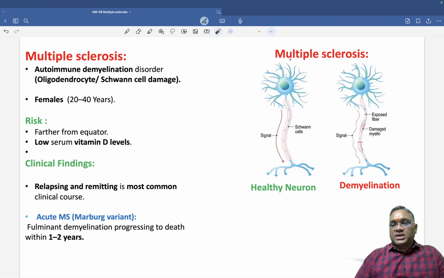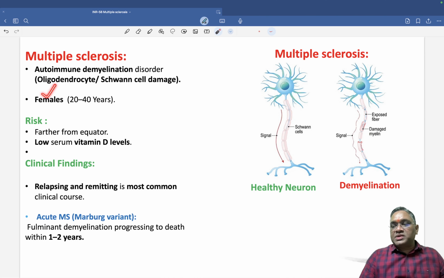So, that is what we are seeing in multiple sclerosis. In a healthy neuron, you can see Schwann cells are intact, meaning myelination is intact, whereas in multiple sclerosis you can see there is damage of the myelin sheath, right? This is demyelination.